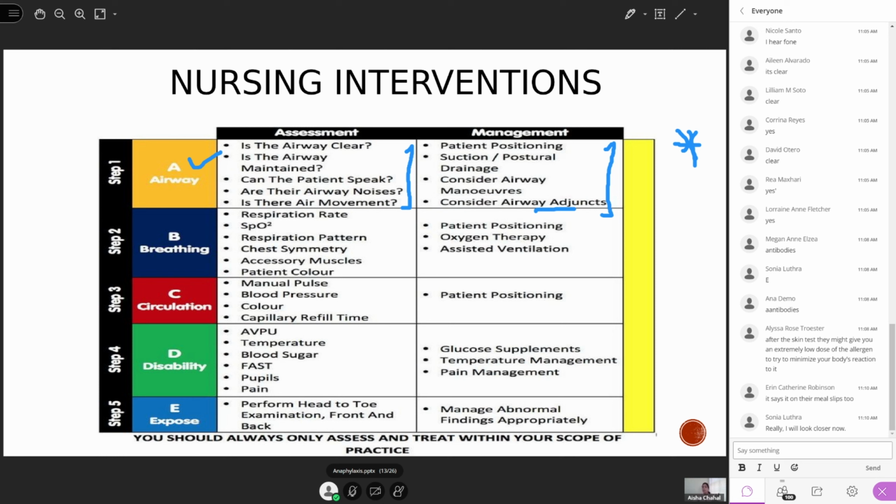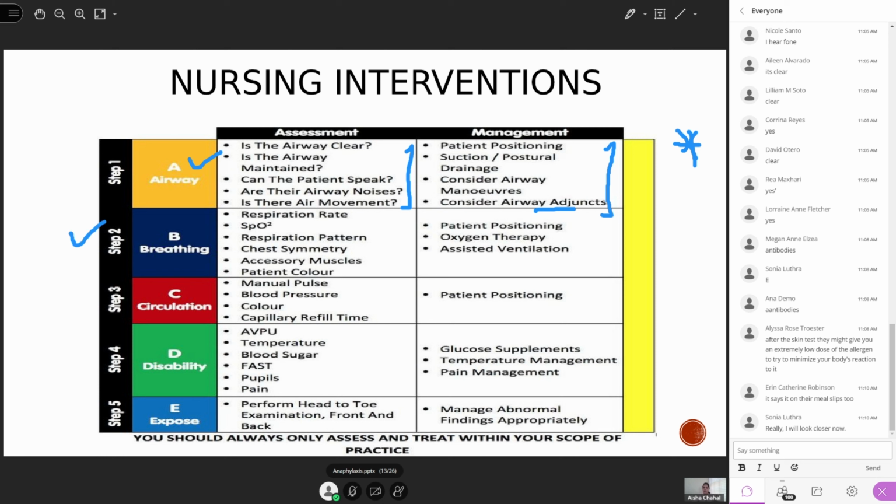So you'll learn about that. But you can do suctioning. You can do head tilt, chin lift, and you can do some maneuvers, like the Heimlich maneuver, but these are the things you can do for suctioning for airway, okay? Second thing is, even for post-surgical patients, breathing, okay?